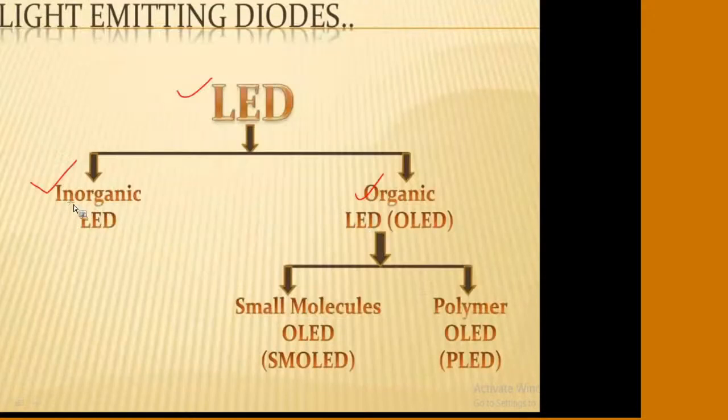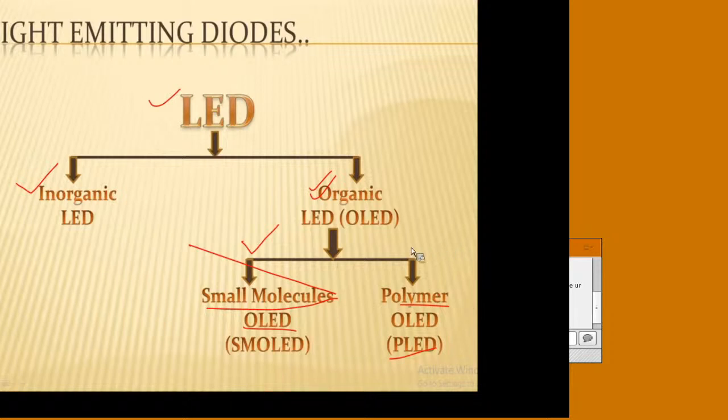The first one is the inorganic LED, and the second type of diode is the organic LED, OLED. Organic LEDs again divide into two types: small molecule organic LEDs and polymer OLEDs, the PLEDs. We are not going into detail about this. This is just a classification of light emitting diodes, and it is not necessary for you to discuss the inorganic and organic LEDs in detail.